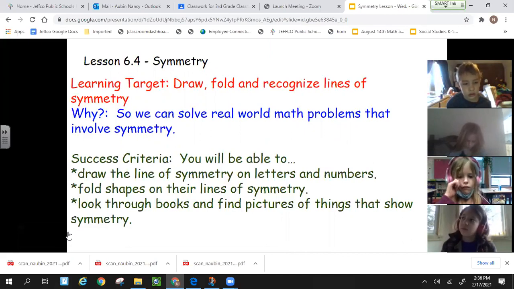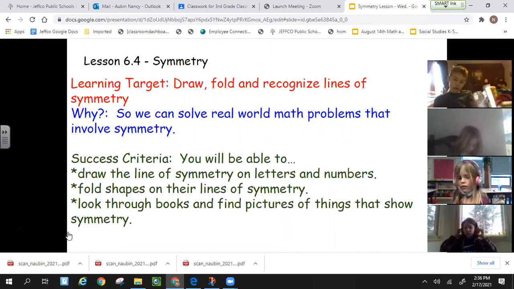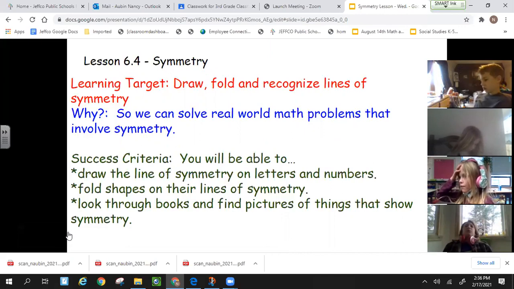Both sides look exactly the same, and there's nothing different about them. She said it's when both sides look exactly the same and there's nothing different about them. Josh, what else do you know about symmetry? Both sides are the same length. Oh, both sides are the same length. Interesting. All right. So we're going to draw today.